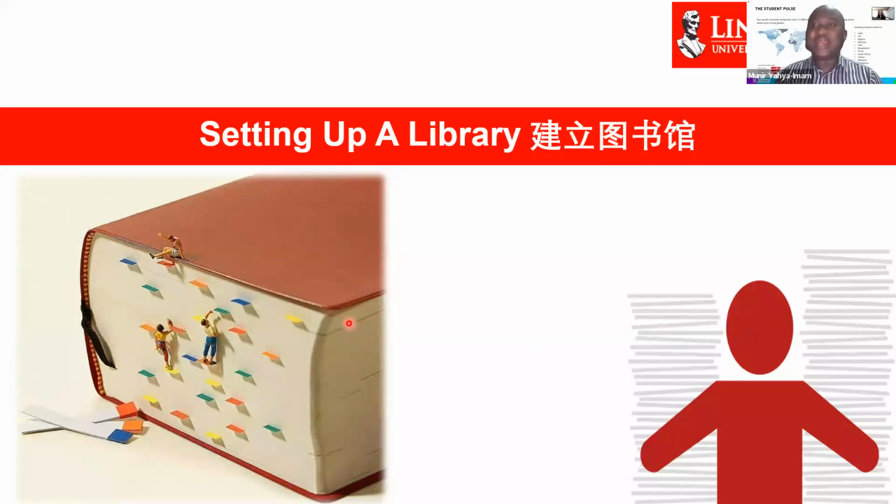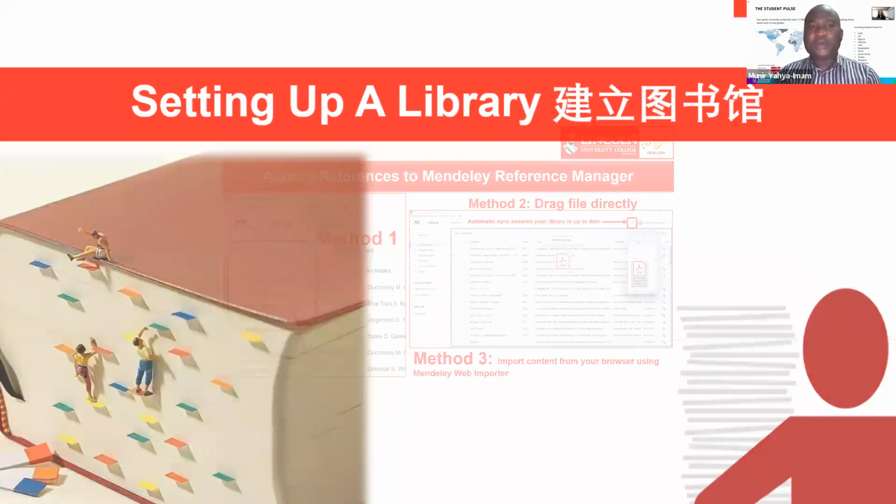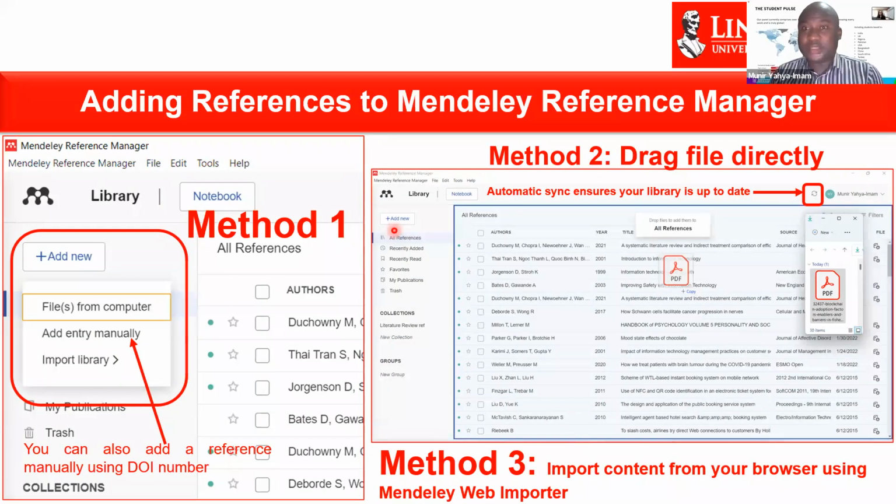Then after that, you can now think of how to classify, give priority, or create a collection to segregate some of those lists according to where you want to use them. Okay, so let's see how this can be done. Now, we have several methods by which you can set up your library.